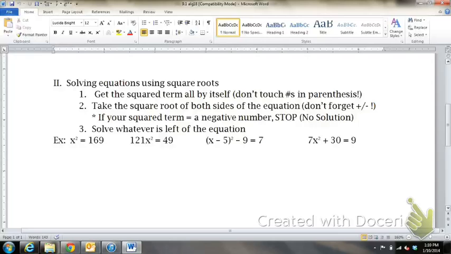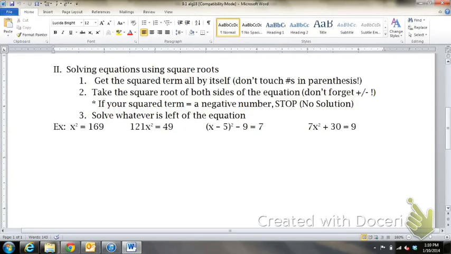And now let's take a look at some equations. We're going to start off a little simple and work our way up. The first thing you want to do is get the squared term all by itself. Do not touch any numbers that are inside parentheses. That's going to be the very last thing you do.